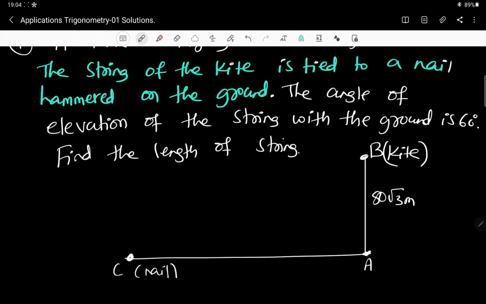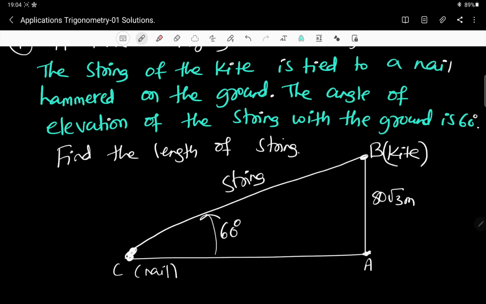The kite is here, which means the thread would have been tied like this, correct? So this is the string or the thread, the one they have tied to the nail. Now they are saying the angle of elevation of the string with the ground is 60 degree. That means this angle is 60 degree, correct?